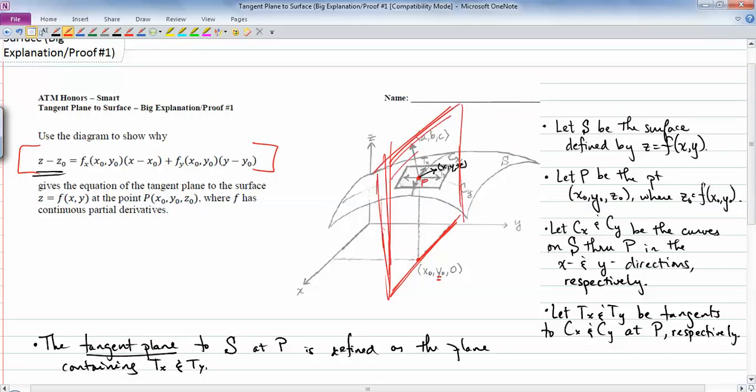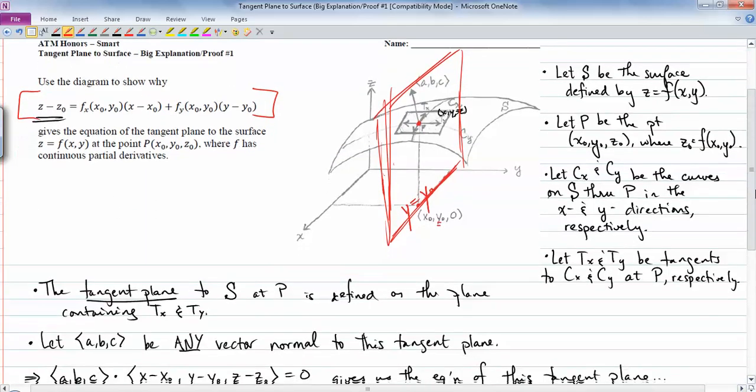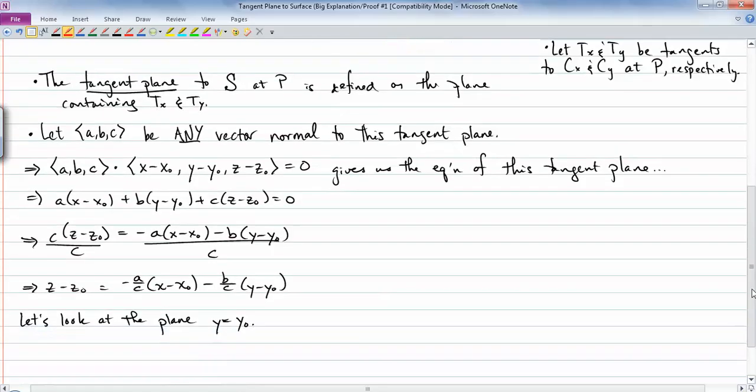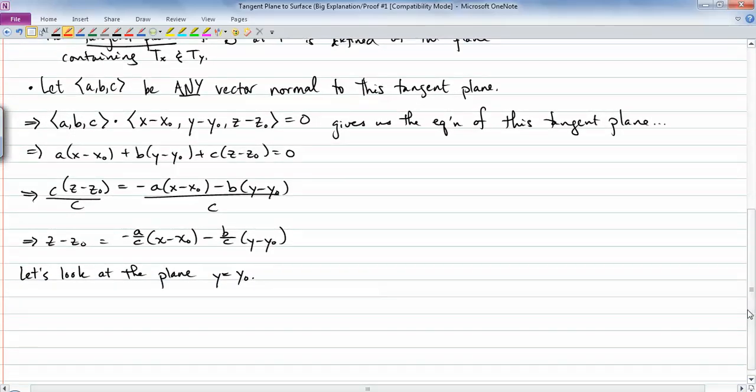So you might be able to tell it actually cuts right through that c sub x. You might be able to tell, right? So if we look at this plane here, the y equals y naught plane, let me come back down here. Right? Y equals y naught, and let me rewrite this.